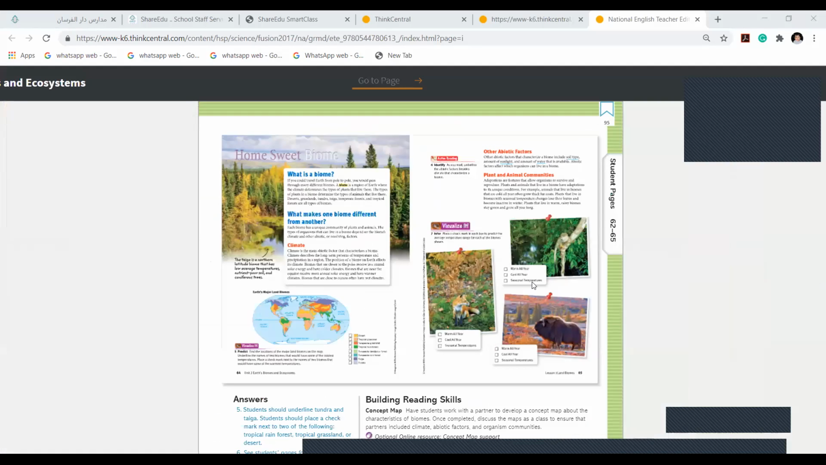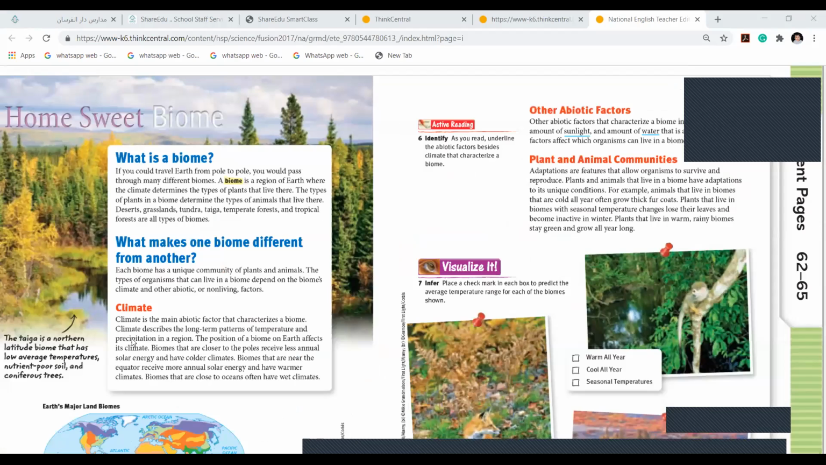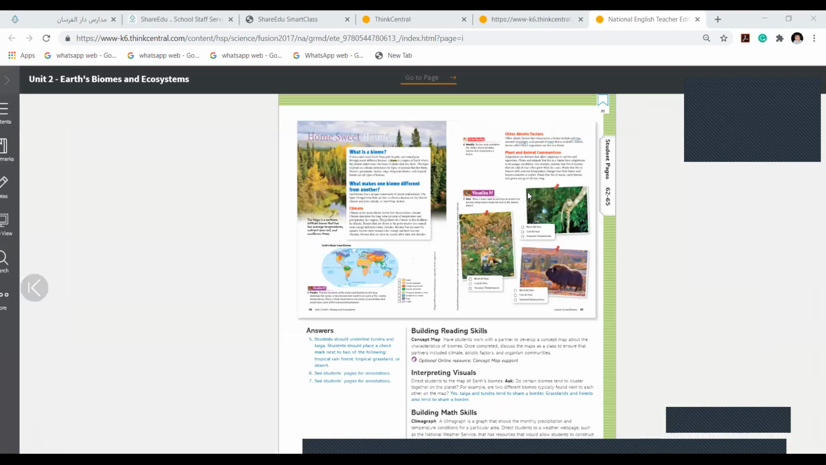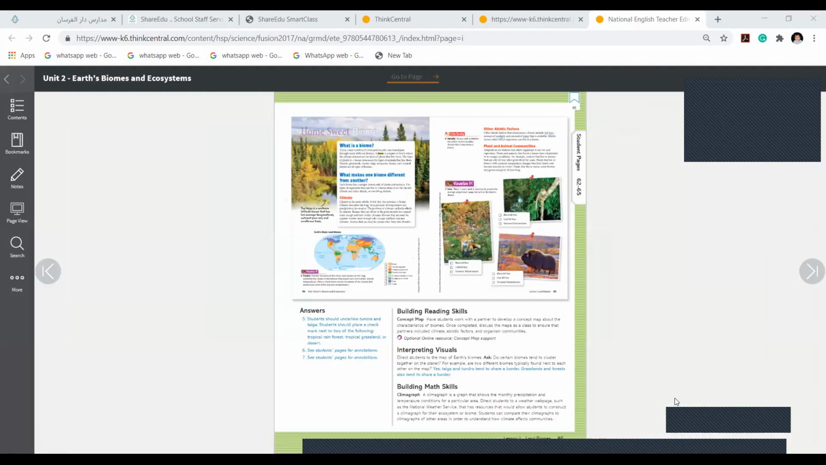And what do they depend upon? The biomes, what do they depend upon? They depend upon the climate and the type of plants and animals there. They depend upon climate, abiotic factors, and plant and animal communities. This is what I explained to you yesterday.